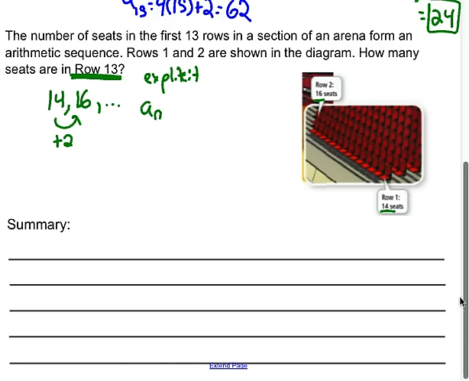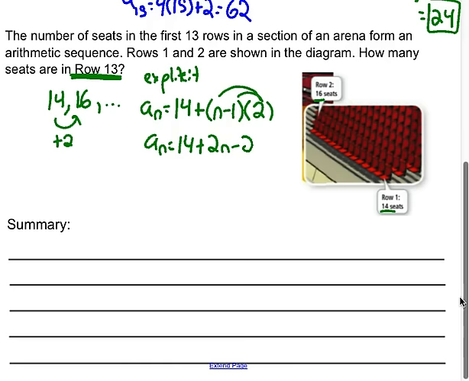So A of n, well, A1, which is 14, plus n minus 1 is my variable, and then I'm adding 2 each time. All right, so let's distribute that 2 to clean this up. So here's the formula that's tracking the number of seats.